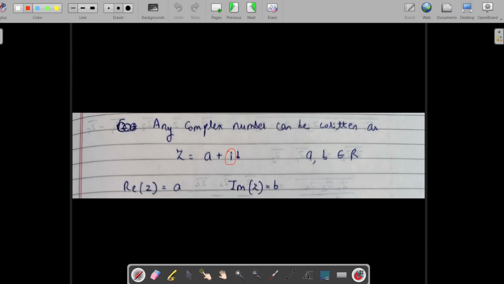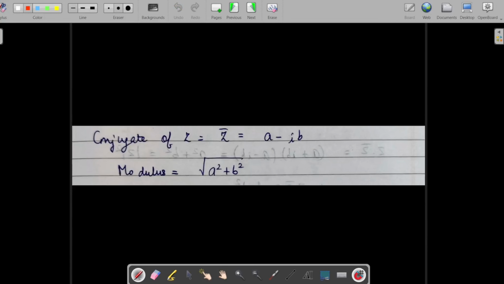Now based on this, we define two things. First, the conjugate of complex number z, which is denoted by z bar, is a minus ib. Basically, you reverse the sign of the imaginary part of the complex number z, and the modulus is under root of a square plus b square.